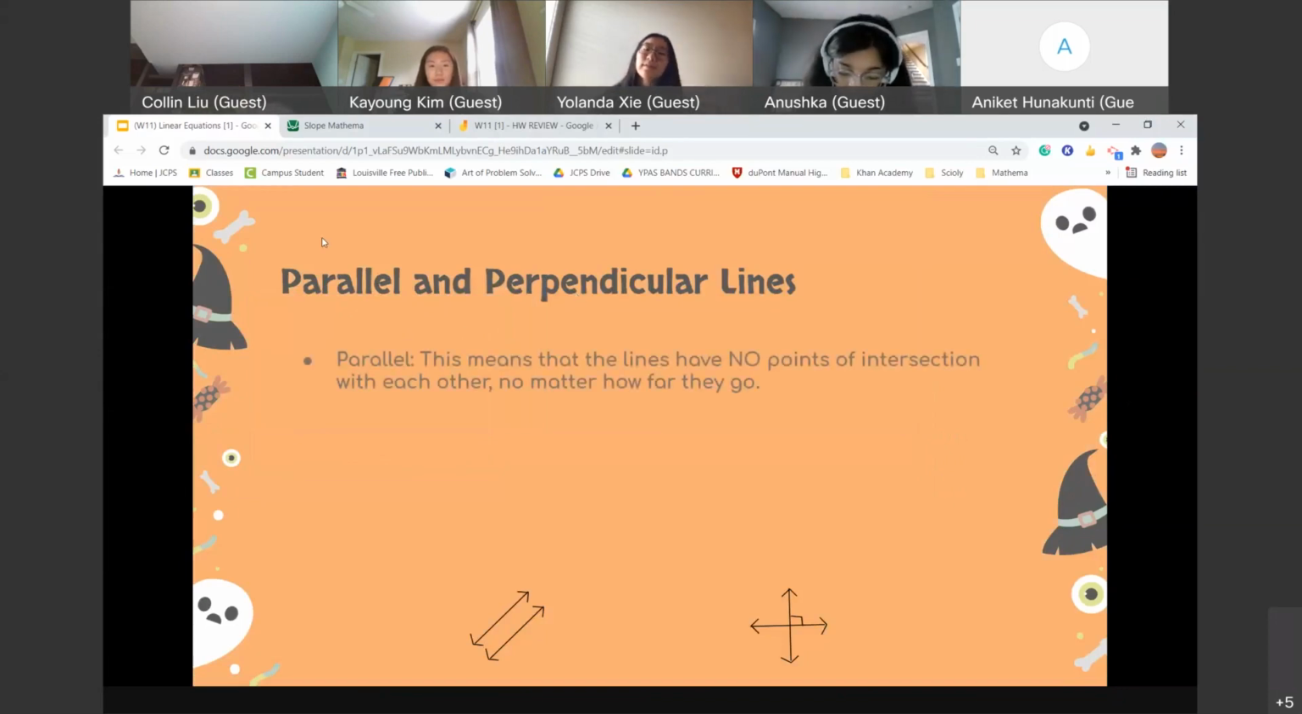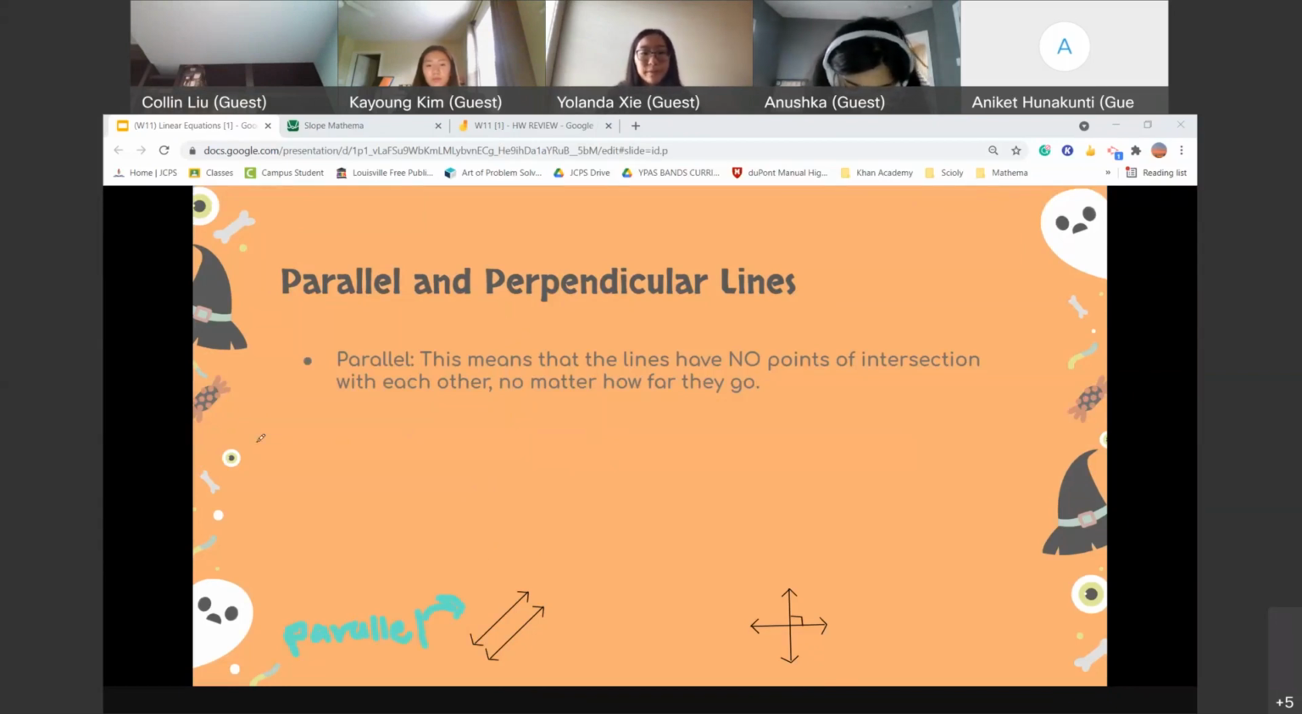All right. So we're going to cover how you can figure out if 2 lines are parallel or perpendicular just using their equation. So we're going to start with parallel lines. And as a review, parallel means that 2 lines have no points of intersection with each other, no matter how far they go. So if 2 lines are parallel, they're never going to cross. And parallel lines have equal slopes. This makes sense, right? Because say a line is sloped this much, a parallel line would have the same slope, and that's why they would never meet.